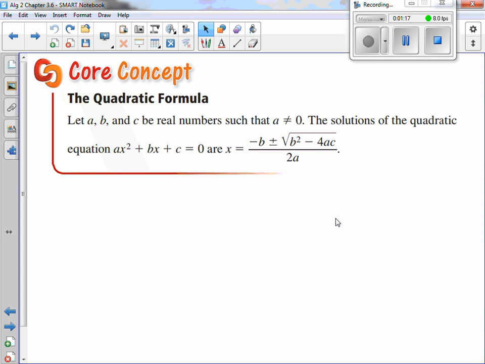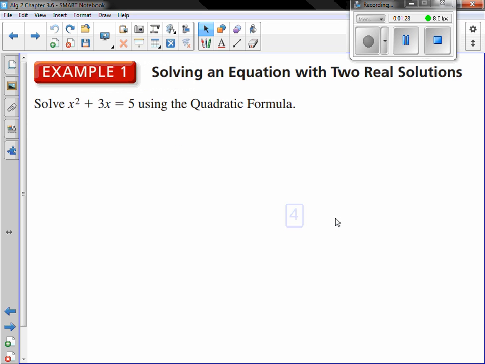So it's working with these here, ax squared plus bx plus c, with this formula, and that would give us the solution. So let's look at the first example. Now we're given this: solve x squared plus 3x equals 5 using the quadratic equation.